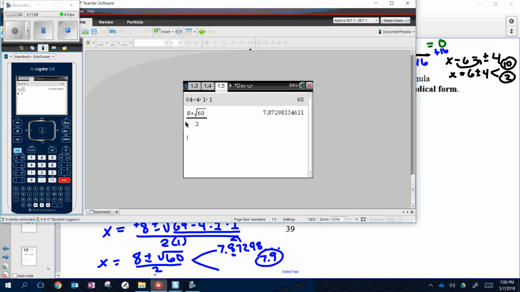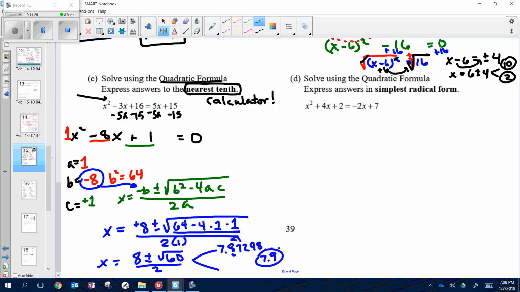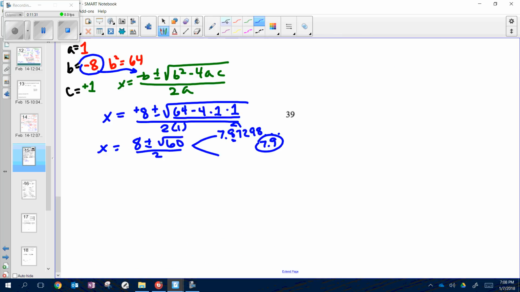I'm going to go back to my calculator. I'm going to highlight that mess and hit enter to backspace and change that plus to a minus and hit enter. No sense in retyping. 0.1270. Rounded to the nearest tenths place, it does not make it go up. 0.1 to the nearest tenth.